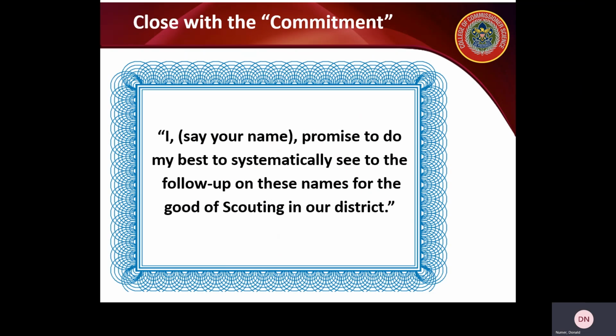And one thing they suggest is, whenever it's all done, ask people to commit to continuing with this program. They actually talk about creating a certificate, but basically ask people to say, I, Don Newmer, promise to do my best to systematically see to the follow-up on these names for the good of scouting in our district, our council, in our unit.